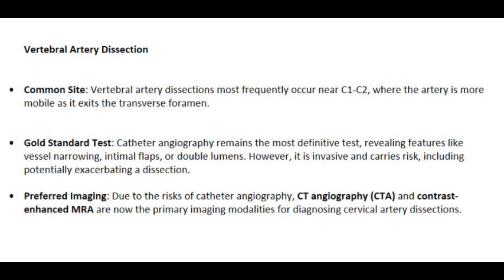Right now, we have a test that helps us to replace a catheter angiogram, and that is a CT angiogram or an MRA with contrast. These are very helpful tests and they help us to actually see an arterial dissection. In fact, right now they've replaced the catheter angiogram for diagnosis of dissection of the cervical arteries. Let's go back to our options.